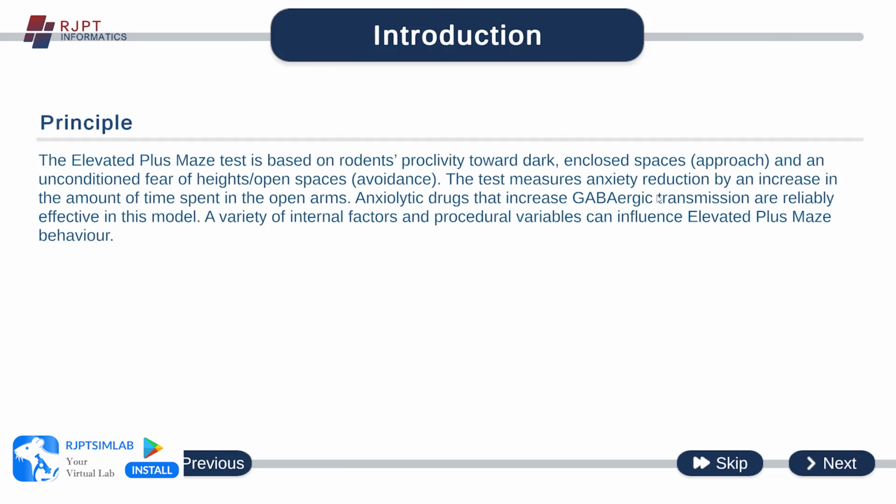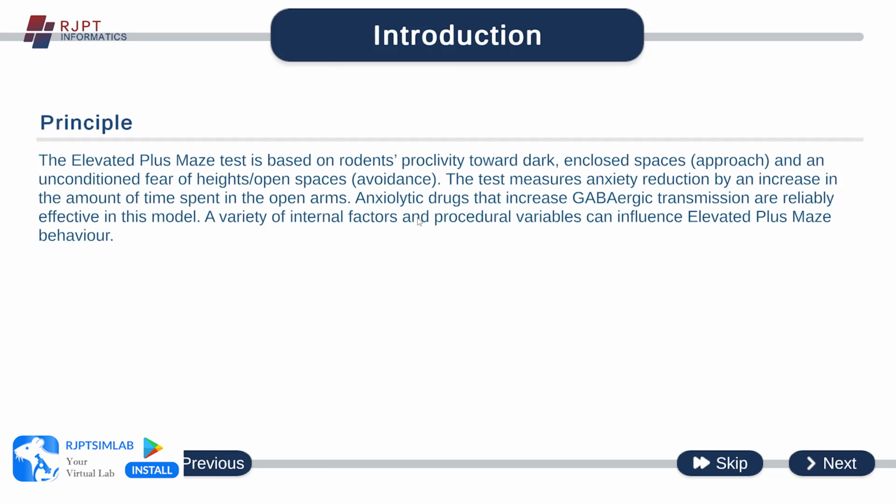So the test measures anxiety reduction by an increase in the amount of time spent in the open arms. The enclosed arms will make them feel it is an enclosed and dark place, and the open arms will make them feel that it is an open area, not enclosed, and at a height. That will create an anxiety level in them. If we introduce anti-anxiety drugs, they will have less anxiety and can spend more time on the open arms. So we can measure that anxiety reduction by an increase in the time spent in the open arms.